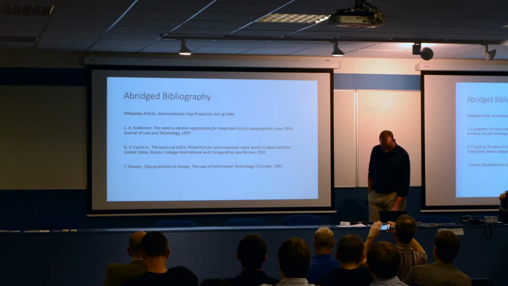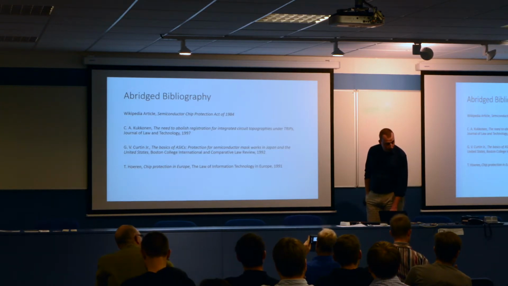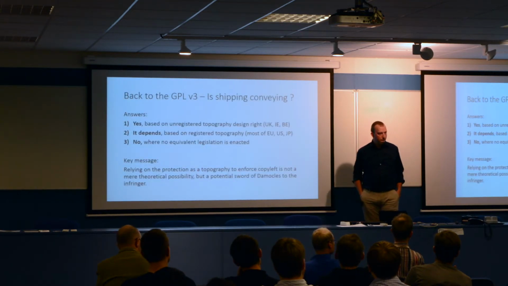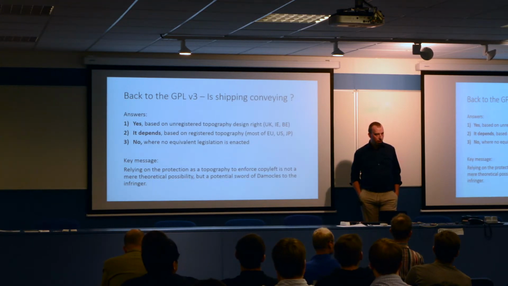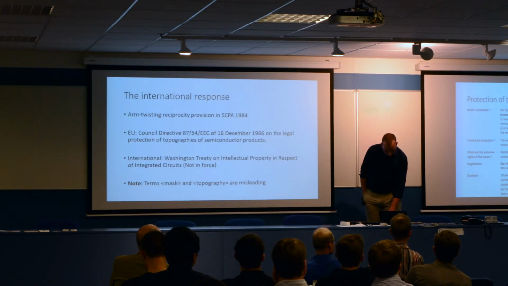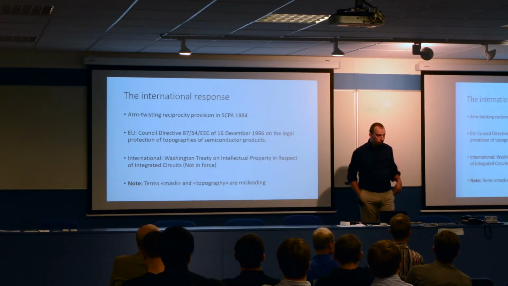So, just one question I can't resist. Isn't this the nail in the coffin for GPL3 for ASICs? Because in the previous talk, we figured out that there's no way of making an ASIC without some proprietary IP in it. And now you tell us that shipping is conveying, so there's no way to comply, right?